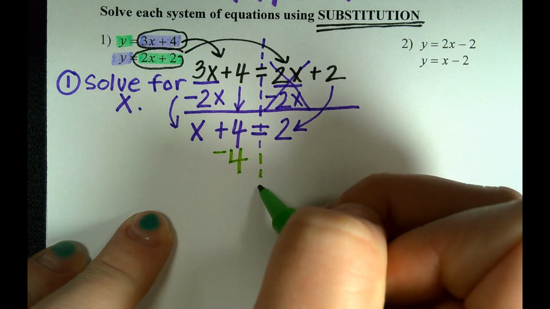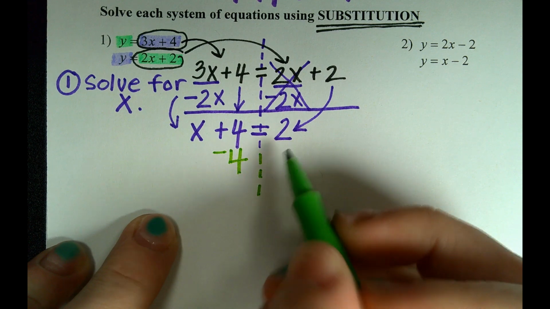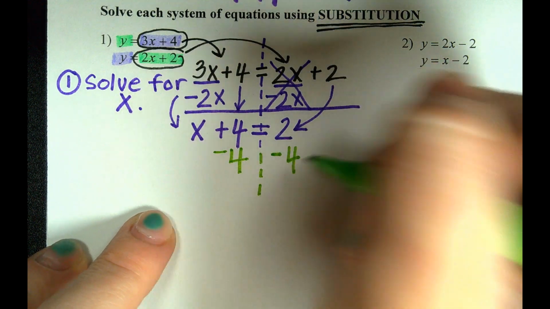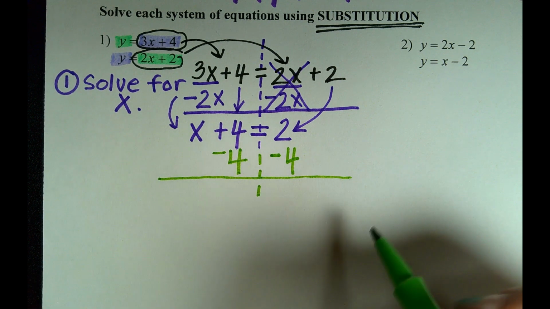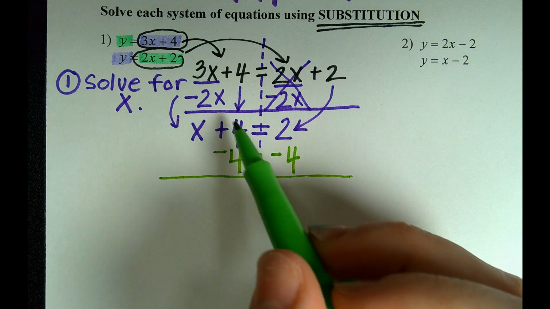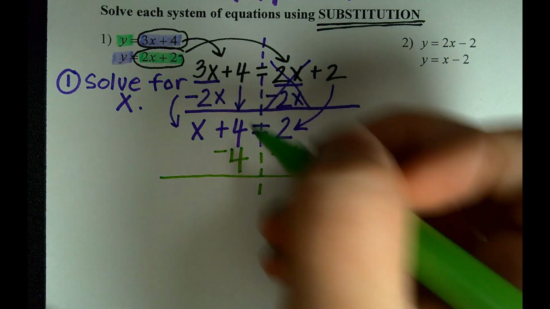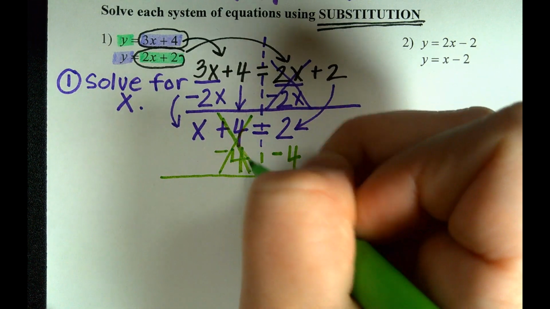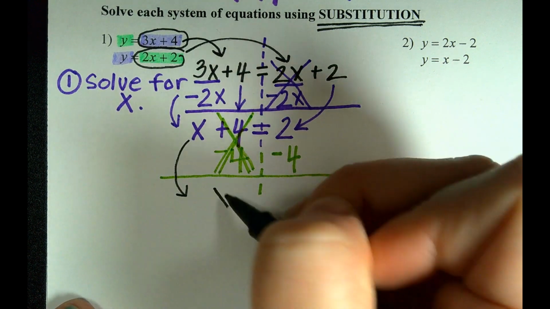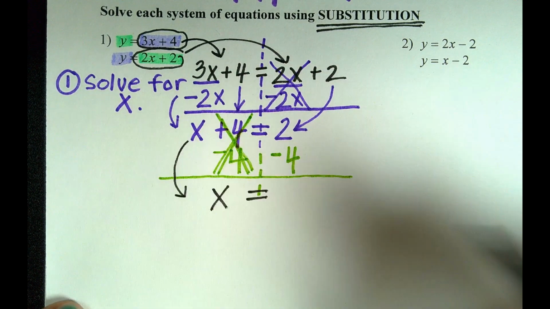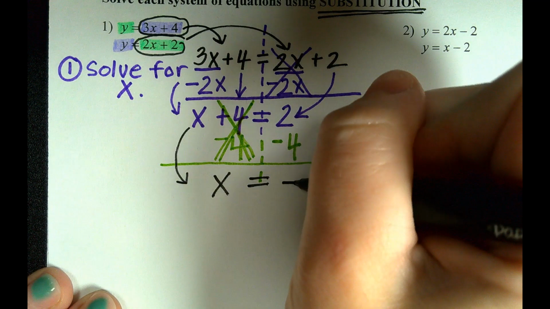Where else do I need to subtract 4? Under the 2. If I do something on one side, I have to do it on the other to keep my equation even and balanced. So I'm subtracting 4 from both sides. Now I'm starting with a plus 4. I take 4 away. What's left over here? Just my x. My 4's will cancel. So I'm going to bring down my x, my equals. What's 2 minus 4? Negative 2.